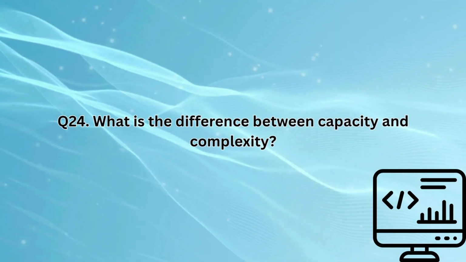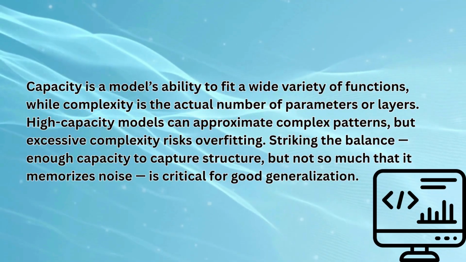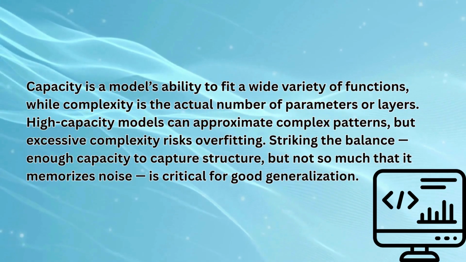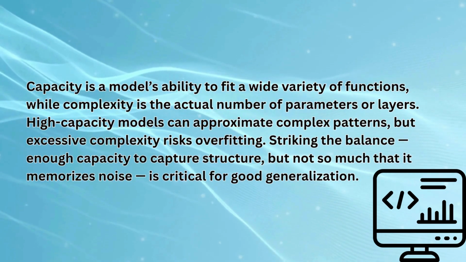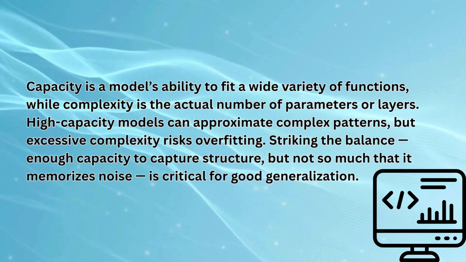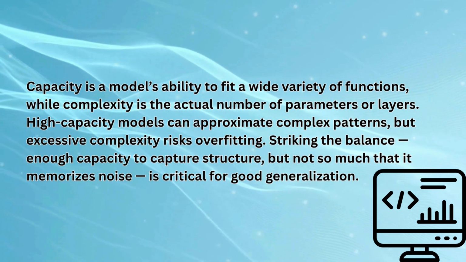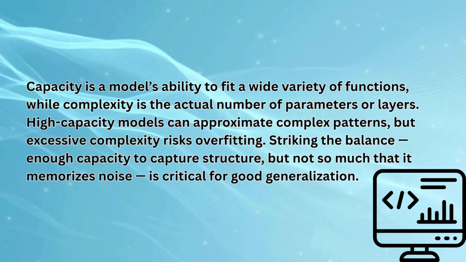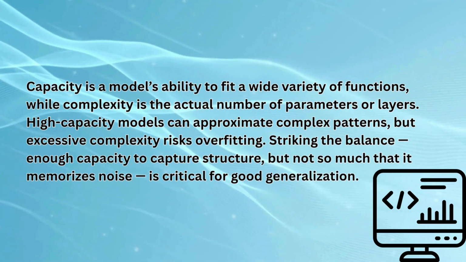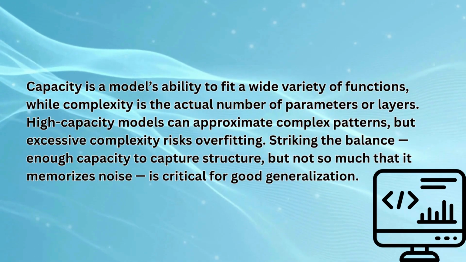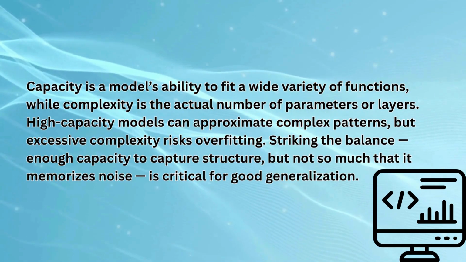What is the difference between capacity and complexity? Capacity is a model's ability to fit a wide variety of functions, while complexity is the actual number of parameters or layers. High-capacity models can approximate complex patterns, but excessive complexity risks overfitting. Striking the balance, enough capacity to capture structure, but not so much that it memorizes noise, is critical for good generalization.